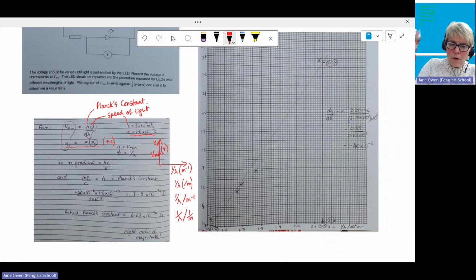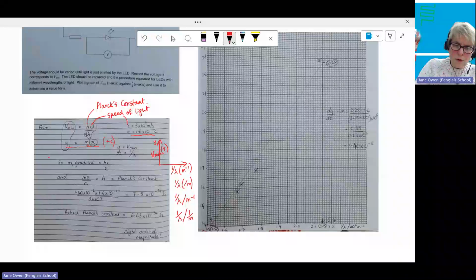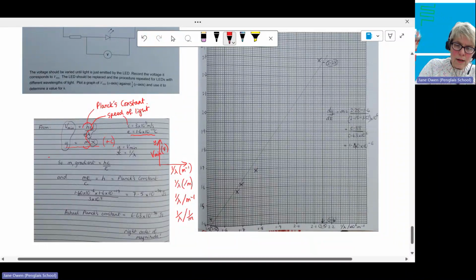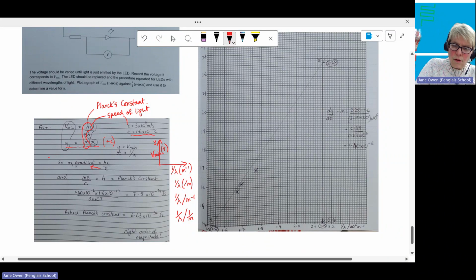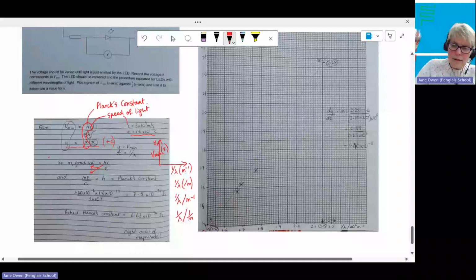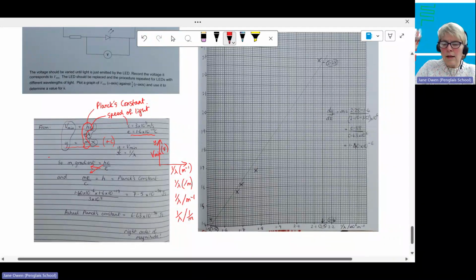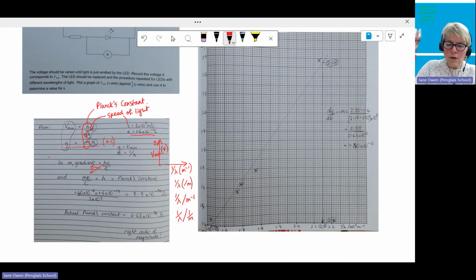So therefore, this gradient here will equal all of those constants, hc over e. Gradient m. So if we rearrange these, the e goes over to the other side, the c comes under, then we can get an expression for Planck's constant in terms of the gradient. So all we've got to do is times it by e, the electronic charge, and divide it by c, the speed of light, to get the Planck's constant from the gradient.